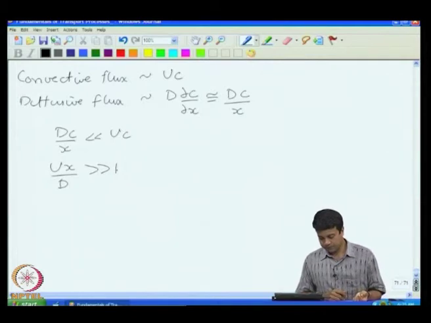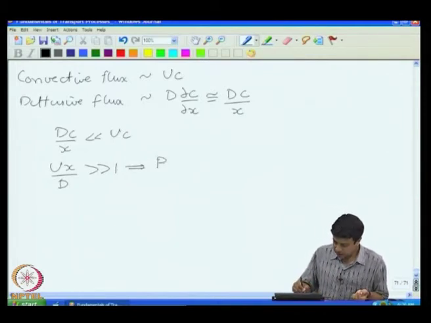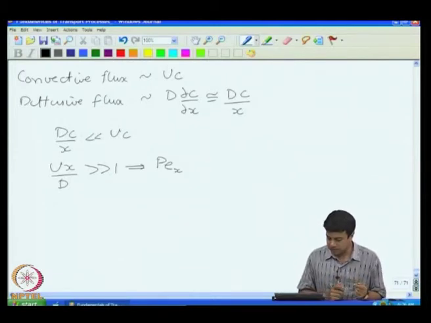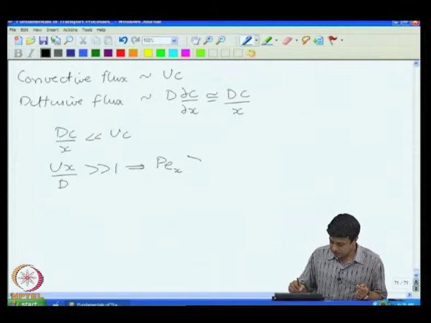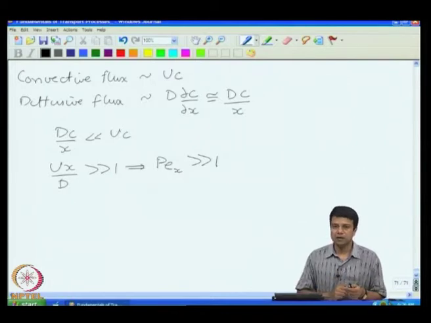This is a Peclet number based upon the downstream distance x, not upon the thickness h. So, this has to be large compared to 1 for the assumption that diffusion can be neglected in comparison to convection in the x direction.